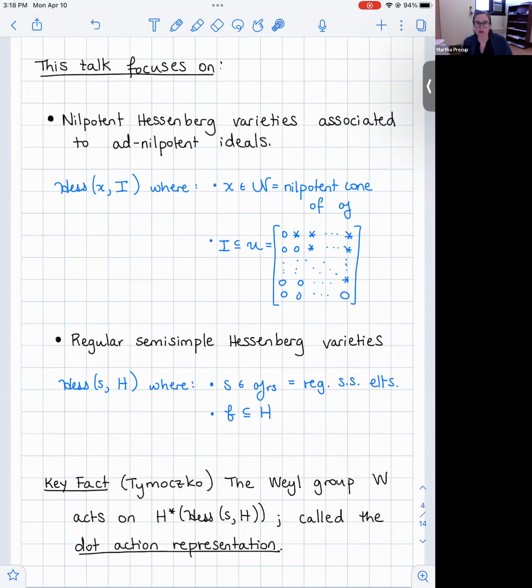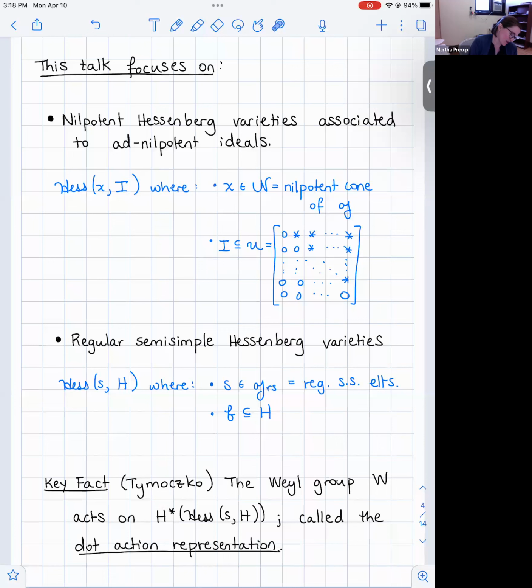There are two particular kinds of Hessenberg varieties that this talk will focus on. One case I'm going to call nilpotent Hessenberg varieties, just because I'm going to choose my element of the Lie algebra to be a nilpotent element. And I'm going to pick a Hessenberg space that's what's called an ad-nilpotent ideal. So I am going to focus on Hessenberg varieties Hess(X, I), where, like I said, X is a nilpotent element of my Lie algebra, and I is a Hessenberg space, but I'm giving it a special name. It's called an ad-nilpotent ideal.